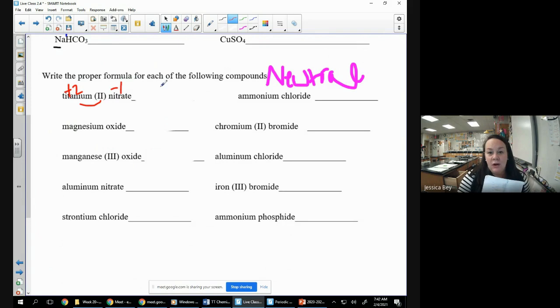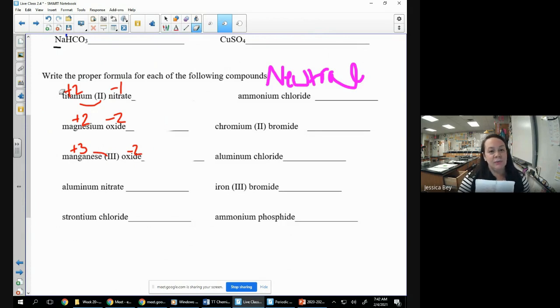So if you were taking this quiz, I would say just go through. Magnesium's a +2 off the periodic table. Oxygen's a -2 off the periodic table. Manganese, this is a +3. It's telling me that. Oxide is -2. Okay, so you always have to figure out the charge when you're writing the formula. Then you just write it so that you find it to be neutral.